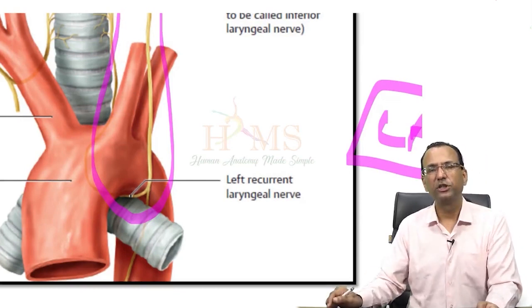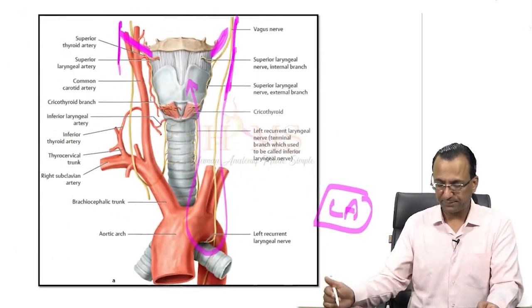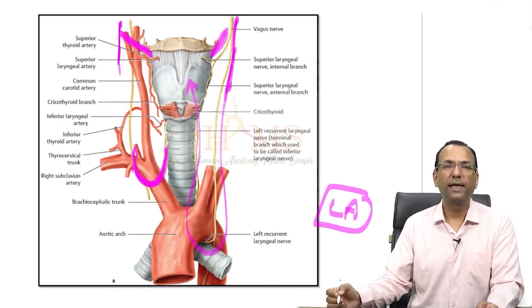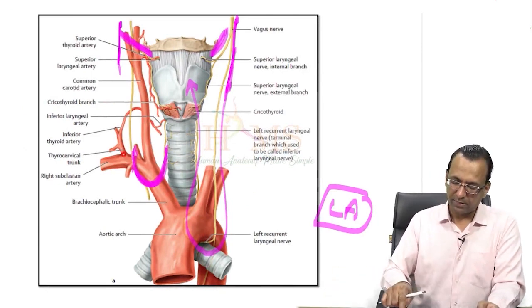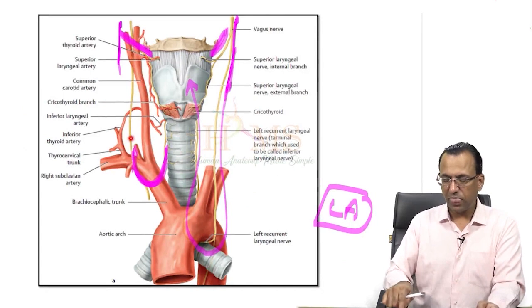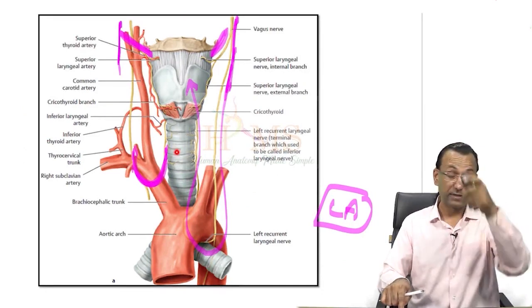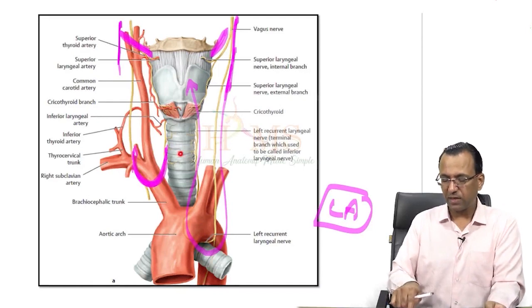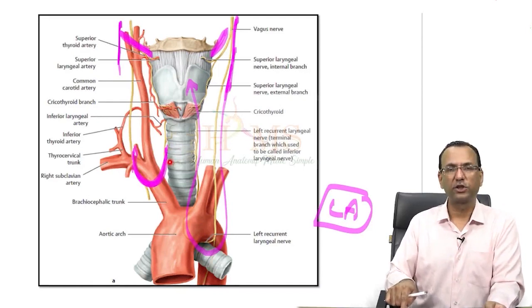See the difference between the left and right. Right is hooking under the subclavian artery to supply the larynx. So, the right recurrent laryngeal nerve is short in length and stays in the neck region only. It does not enter the thorax.